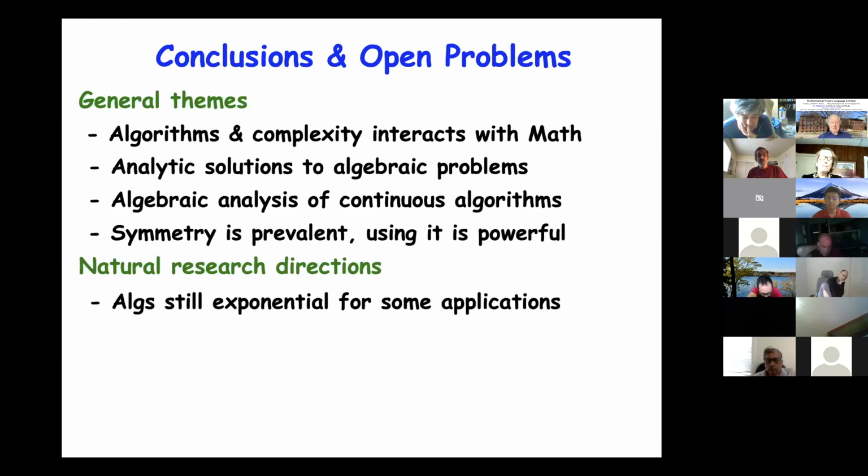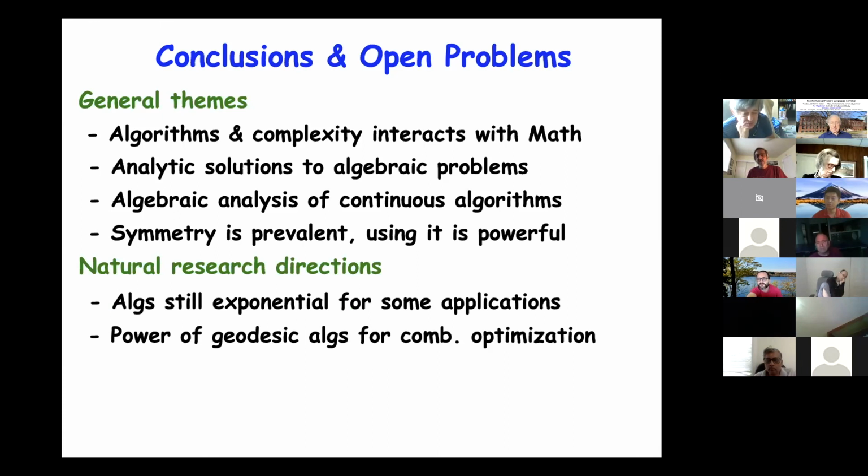What next to do? As I mentioned, some of the algorithms are exponential, and we'd love to improve them. We'd love to see combinatorial optimization applications of these algorithms. I mentioned perfect matching and maybe matroid intersection, stuff like that. These are solved problems. I'd love to solve an unsolved problem in combinatorial optimization using these tools.